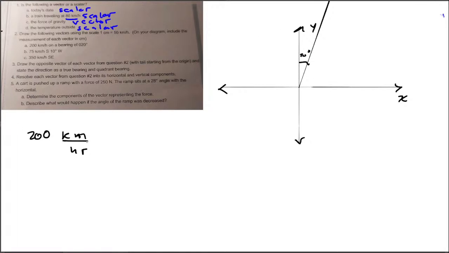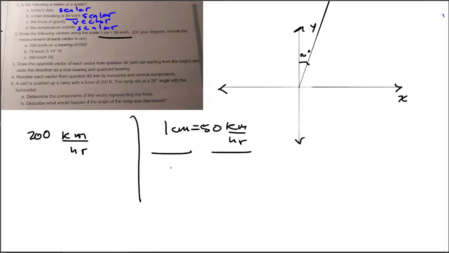Now, we want to convert 200 kilometers per hour using this scale here. We need to cancel kilometers per hour and get centimeters. So I want to start by making a conversion factor. This is our identity here. We start by writing that down. I've got kilometers per hour in the numerator here, so I'm going to divide both sides of my identity by 50 kilometers per hour.